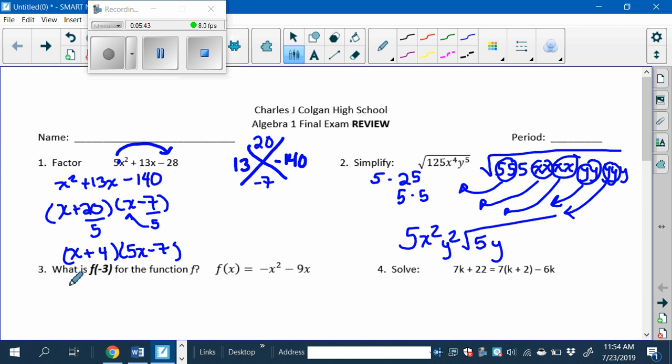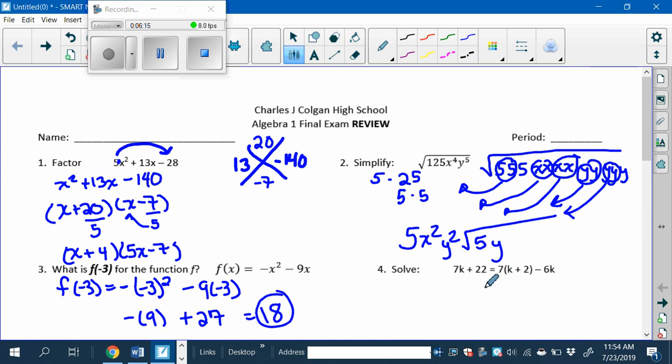So f of -3 is the output when I plug in -3 for x. So I need to be careful because this negative is still there, and I add a -3, and I square it, and I do -9 times -3. Okay, so -3 squared is a +9, so I have negative and 9, and this becomes plus 27, right? So then that becomes a positive 18.